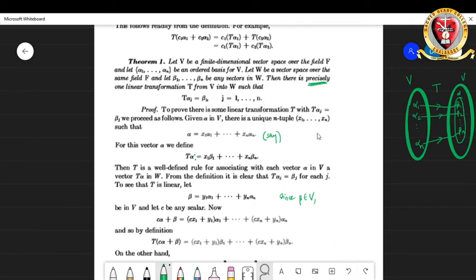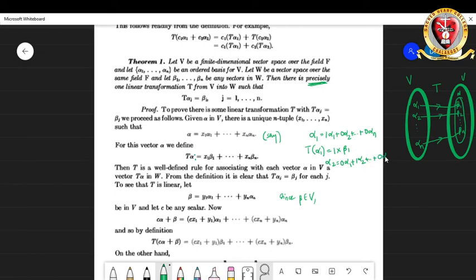Because it is like this. You can see alpha 1 is equal to 1 into alpha 1 plus 0 into alpha 2 plus etc. plus 0 into alpha n. This is the only possibility for alpha 1. So by the definition of what we defined here, we get T of alpha 1 is nothing but 1 into beta 1. Okay. Similarly, alpha 2 is equal to 0 into alpha 1 plus 1 into alpha 2 plus etc.